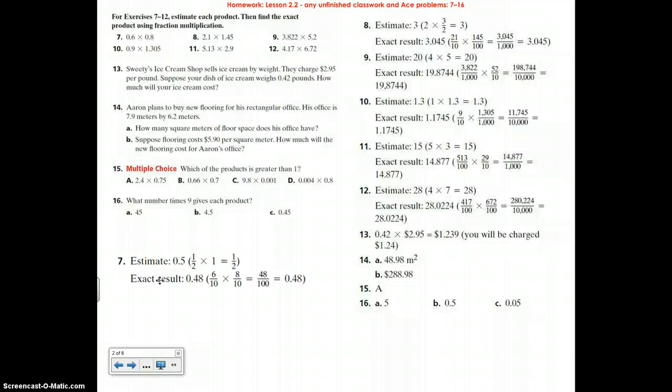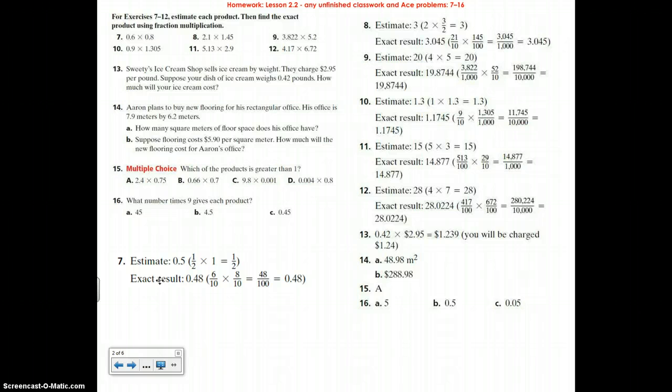Number 8, the estimate is 3, and the exact answer is 3 and 45 thousandths. Number 9, the estimate is 20, and the exact answer is 19 and 8,744 ten-thousandths. Number 10, the estimate is 1.3, and the exact answer is 1 and 1,745 ten-thousandths. Number 11, the estimate is 15, and the exact answer is 14 and 877 thousandths. Number 12, the estimate is 28, and the exact answer is 28 and 224 ten-thousandths.